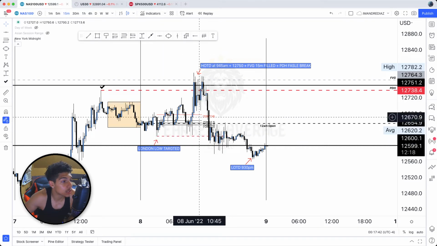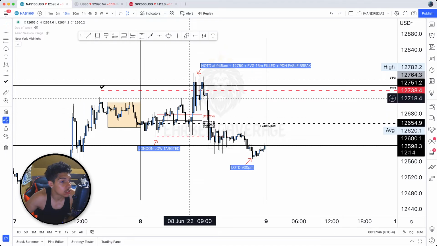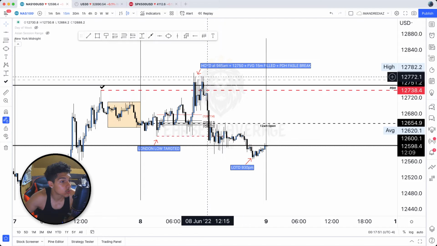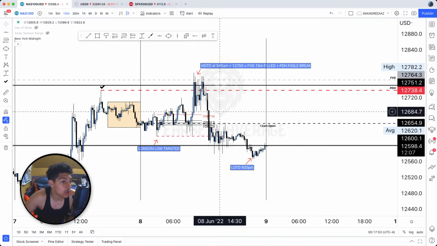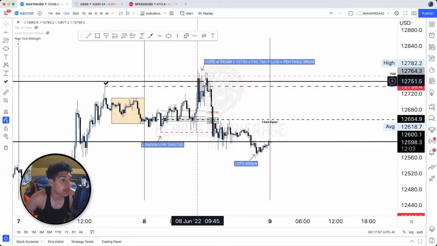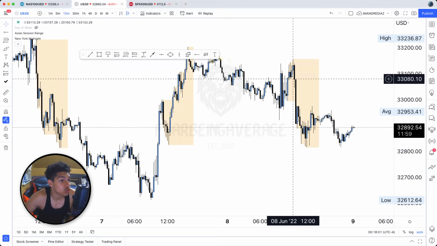So even though we did have a reversal later on in the day, you still could have caught this London continuation move all the way up here, targeting the previous day's high. Even this fair value gap at 12,750. There's a lot of ways you could have been able to capitalize on today's move. Two of my setups happened today. I was able to capitalize on one, which was on US30.